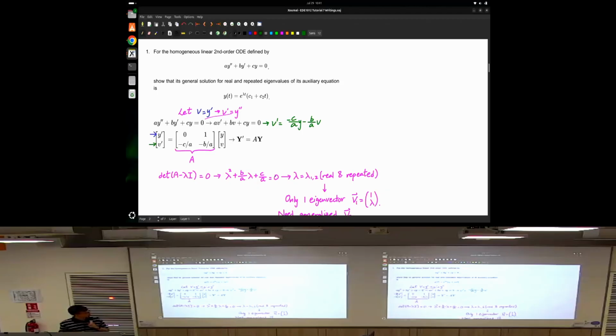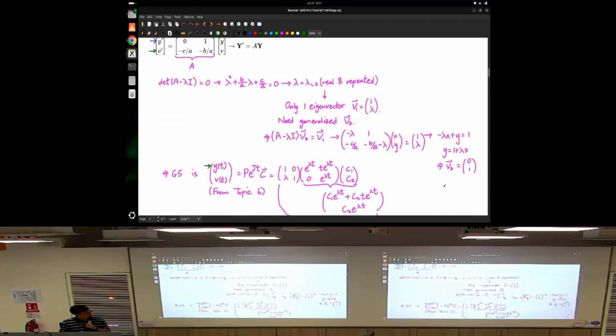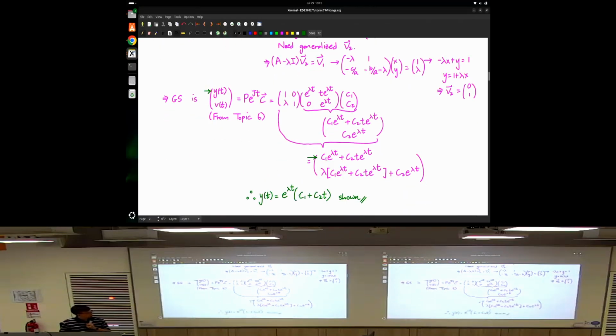Which means that from the eigenvalue equation here, you have A, B, C nicely chosen such that you only have one eigenvalue. So therefore, you have only one eigenvector, one lambda. So when you solve for the generalized V2, you notice that your V2 is (0, 1). Then you plug inside the general solution form from topic 6. Then you're going to get the general solution for the second order ODE here.